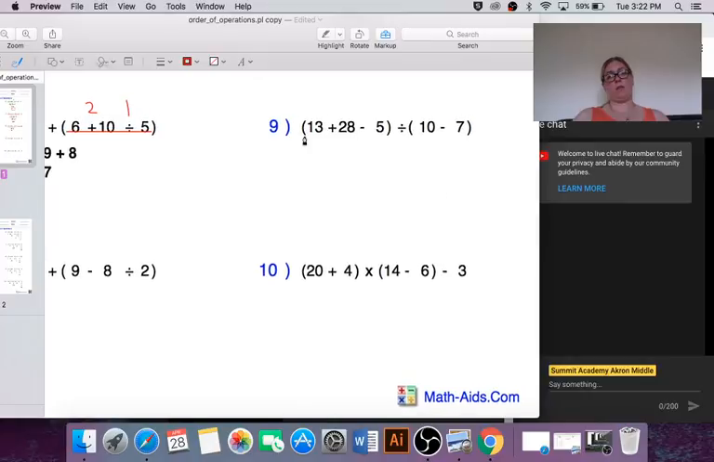Again, we have one set of parentheses and two sets of parentheses. So we have addition and subtraction. We're going to solve it straight across. So we have 13 plus 28 minus 5 is 36. So we have 36 divided by 10 minus 7 is 3. And 36 divided by 3 is 12.